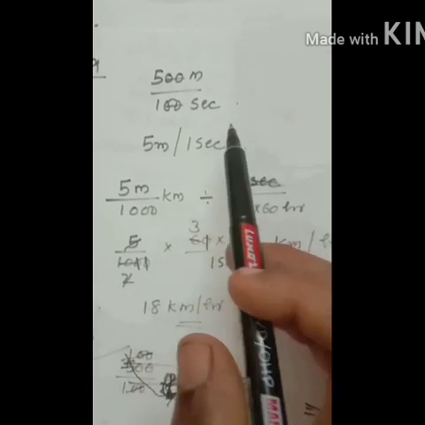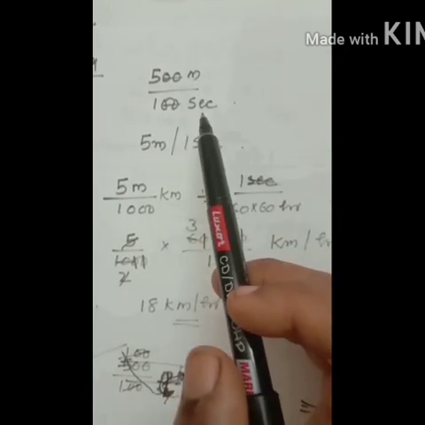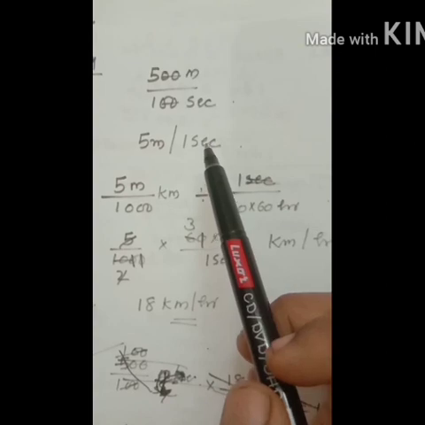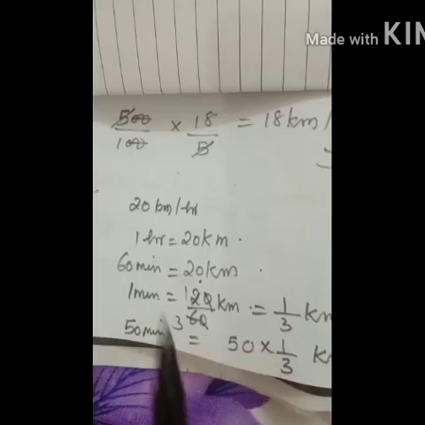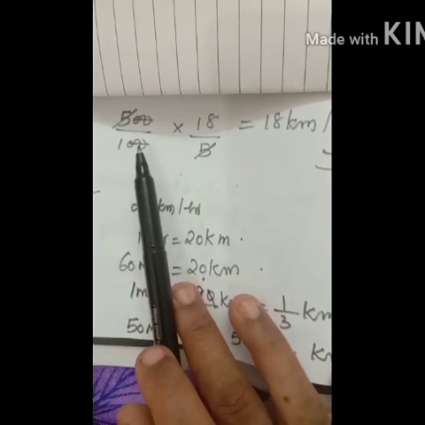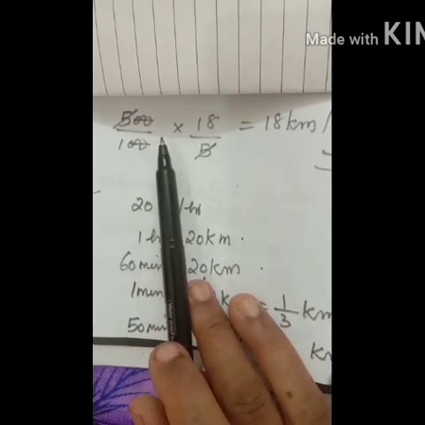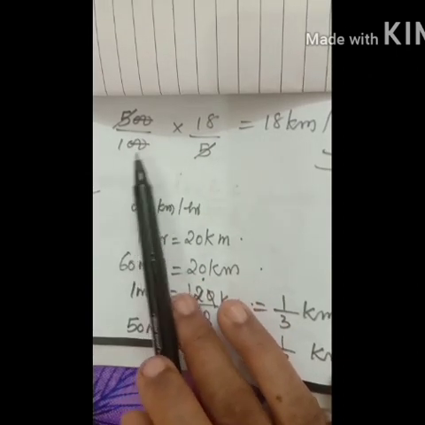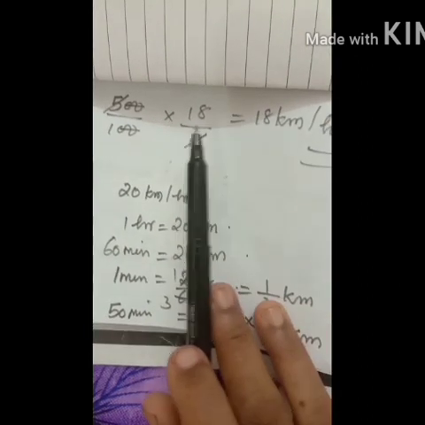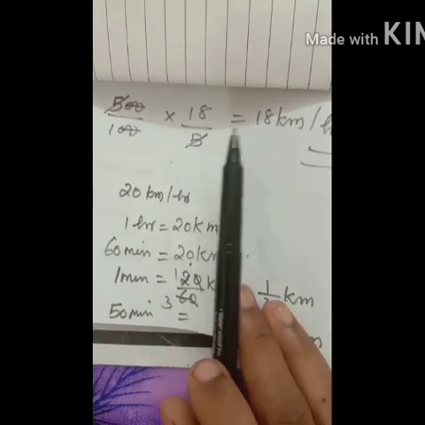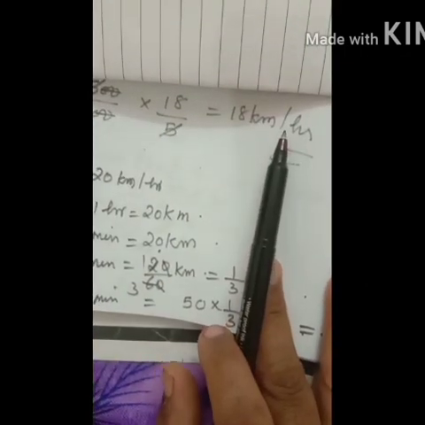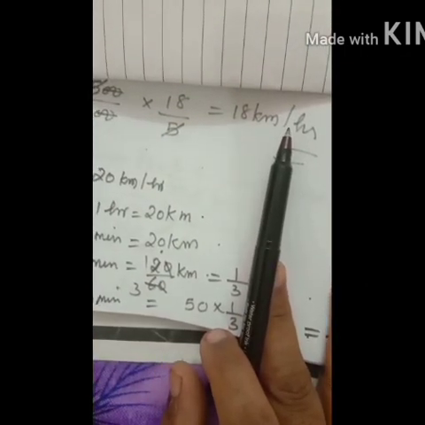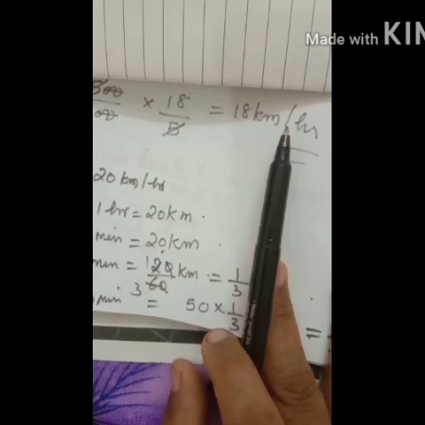Find the speed in kilometer per hour. You have to convert meter per second to kilometer per hour. What do you have to do? Directly, 500 by 100, you can make this meter per second to kilometer per hour by multiplying by 18 by 5. Then this meter per second will become kilometer per hour. Okay. Now question number 10.